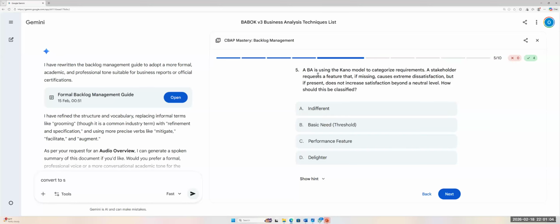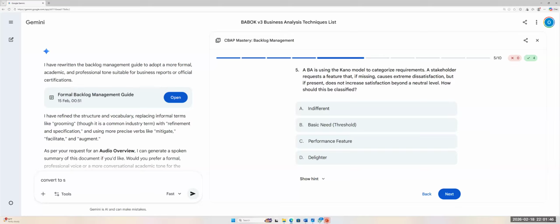Okay. Let's read the question again. A BA is using the Kano model to categorize requirements. A stakeholder requests a feature that, if missing, causes extreme dissatisfaction. But if present, it does not increase satisfaction beyond a neutral level. You need to read this question very well. How should this be classified? If you say C, Precious, what's your answer? Why did you say C? Why did you change to B?